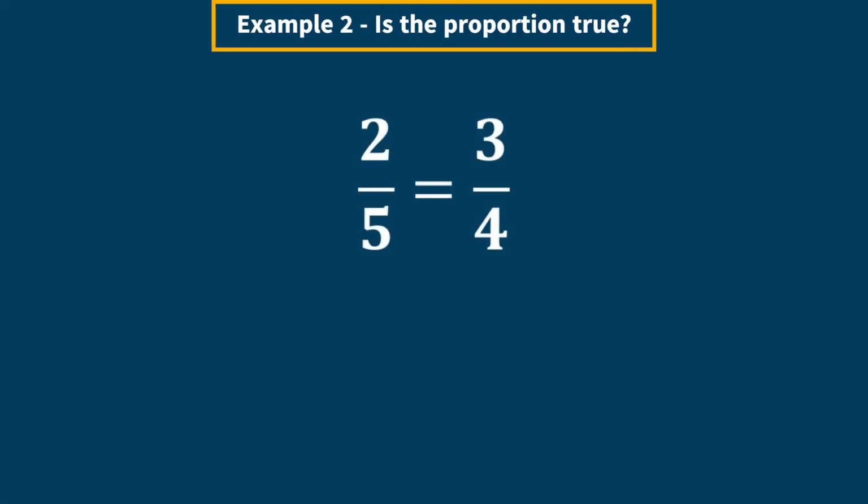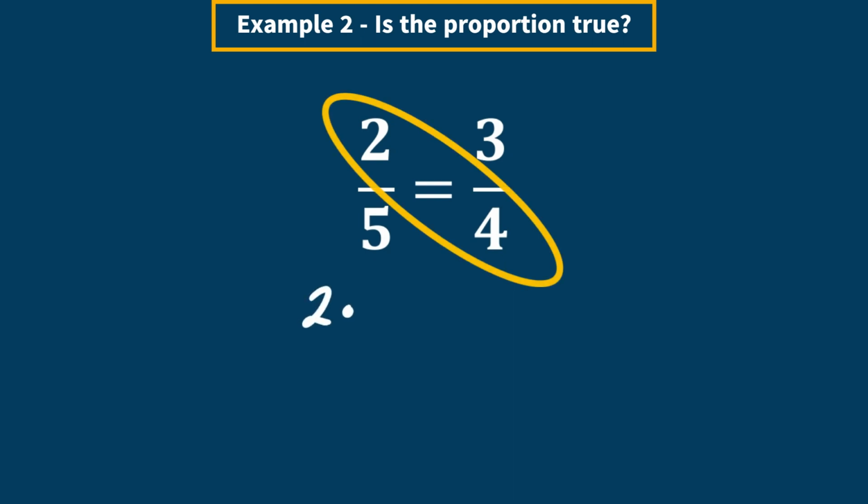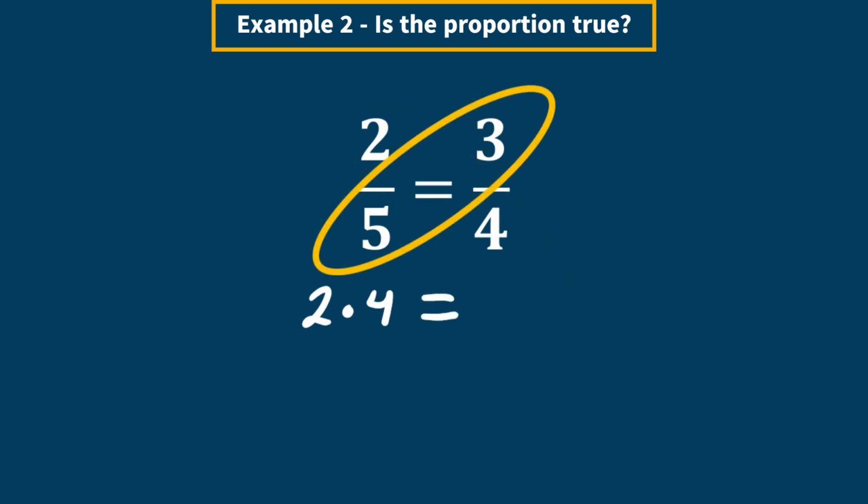Example number 2. We want to find out if this proportion is equal. What we do is multiply the diagonal numbers and see if those numbers are equal to each other. Let's look at the first diagonal. We have 2 times 4. And that has to be equal to the other diagonal, which is 5 times 3.